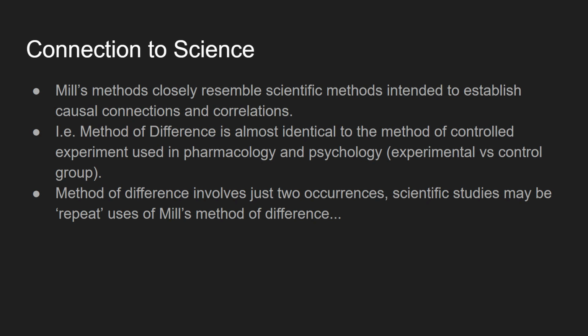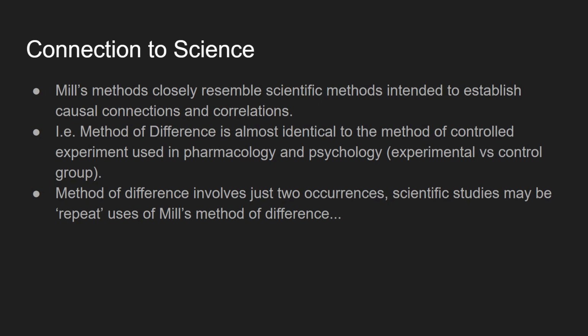So you might have noticed that Mill's methods closely resemble certain scientific methods that are used to establish causal connections and correlations. The method of difference is virtually identical to the method of controlled experiment employed in fields like biology, pharmacology, and psychology. A controlled experiment is one that involves two groups of subjects, an experimental group and a control group. The experimental group includes the subjects that receive a certain treatment, and the control group includes the subjects that do not receive the treatment but are otherwise subjected to the same conditions as the experimental group.